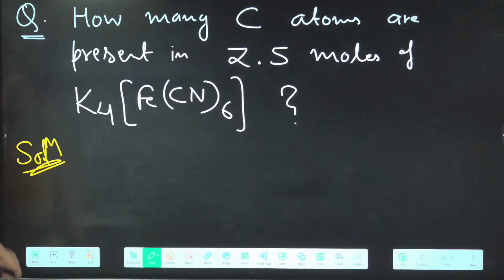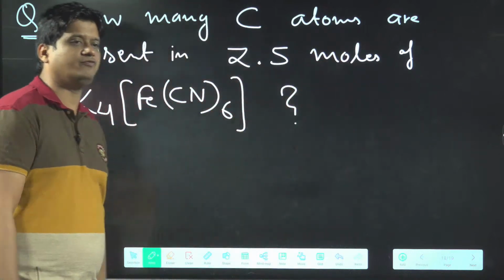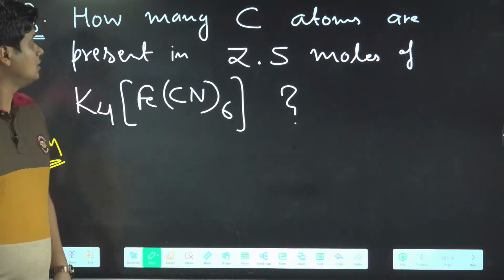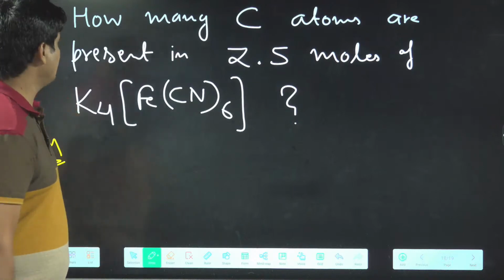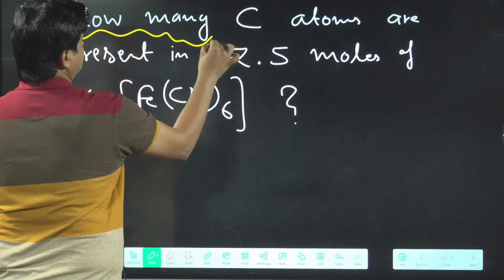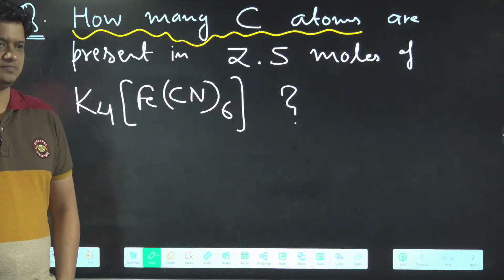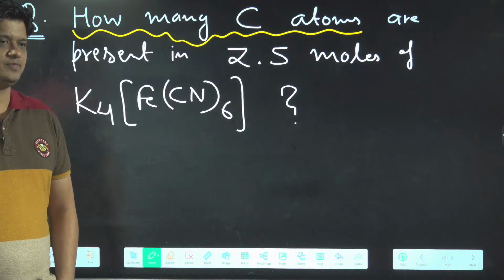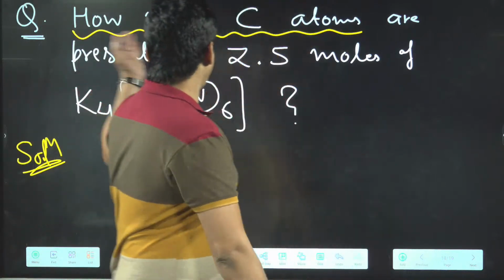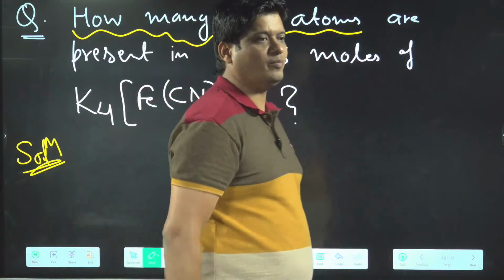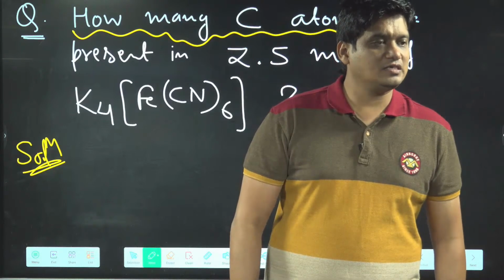Again, what is given to us? What is given to us? 2.5 moles of K4FeCN6. The number of moles of K4FeCN6 is given. So, okay, 2091 is saying, sir, they didn't ask number. How many carbon atoms? Please tell me what is this. How many carbon atoms? What is this? Is this number or mole? 2091, how many carbon atoms? The name is not mentioned, that is why I am saying 2091. He is saying, sir, they didn't ask number.